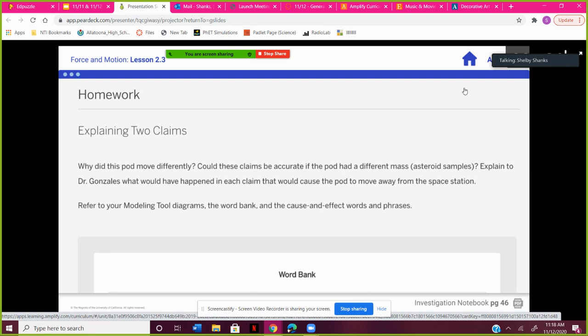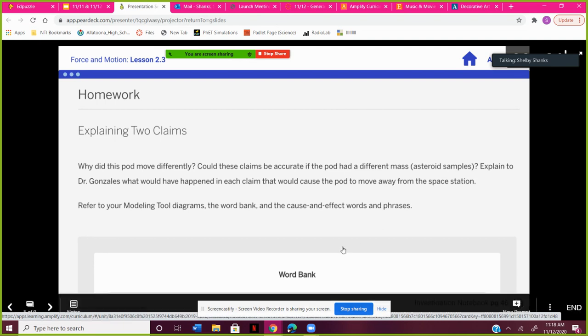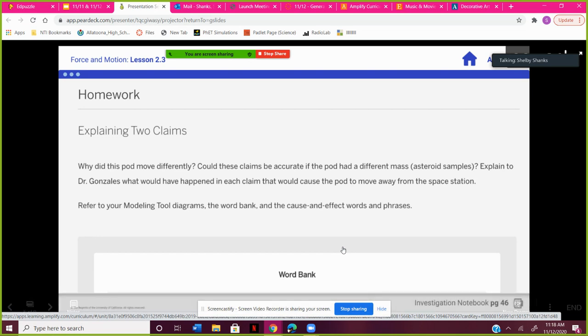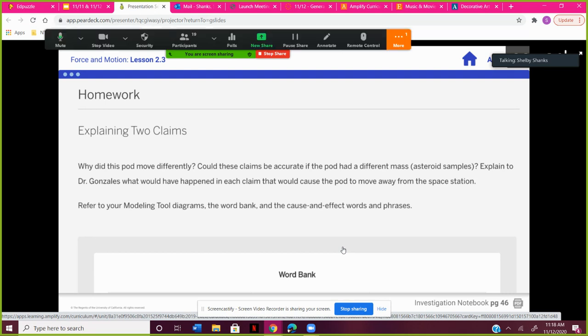You can refer to this word bank that is going to be down below, and then the cause and effect words and phrases. We've done this kind of thing before, but we were just looking at force and velocity. We did not account for mass, and that is what this homework is doing. We're putting together mass, force, and velocity and trying to explain what happened to this pod. So take about 4 minutes. Answer those questions. Well, they're not technically questions.